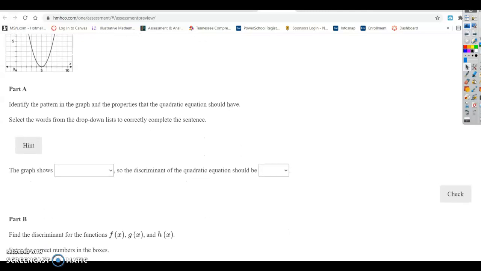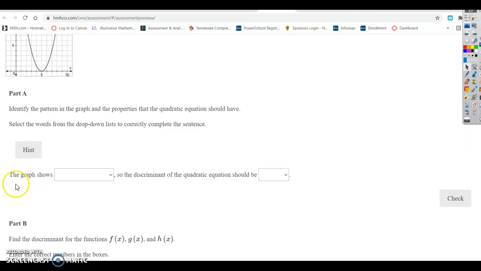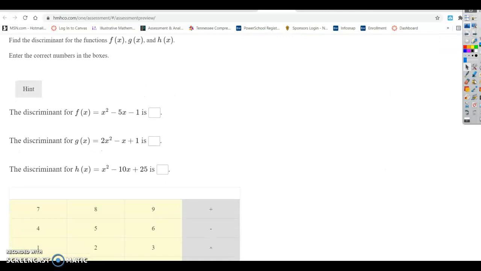All right, so let's see what the questions ask. The graph shows one real solution, so the discriminant has to be 0. Find the discriminant for the functions. So we're going to find the discriminant of each of these. Again, remember, this is something that you need to commit to memory: b squared minus 4ac. So you're going to do b squared minus 4ac for each of these. Take just a minute, go ahead and pause the video and find those, and then come back when you're ready.